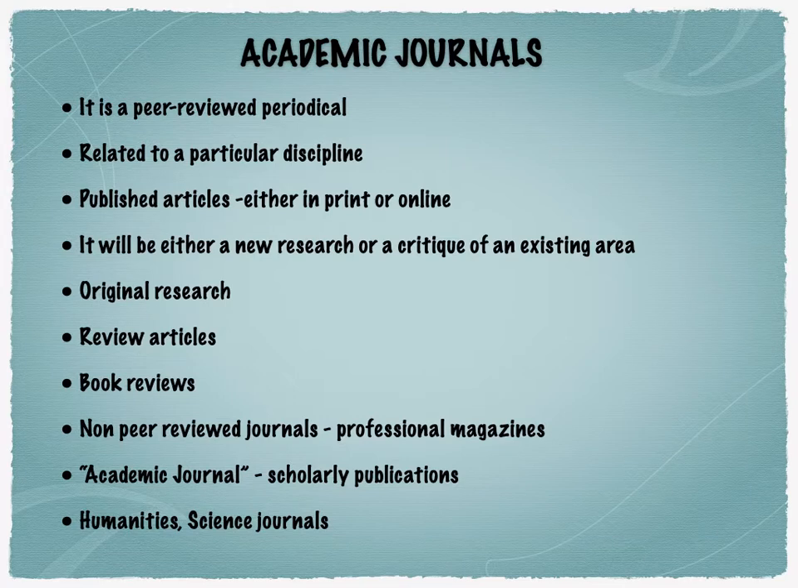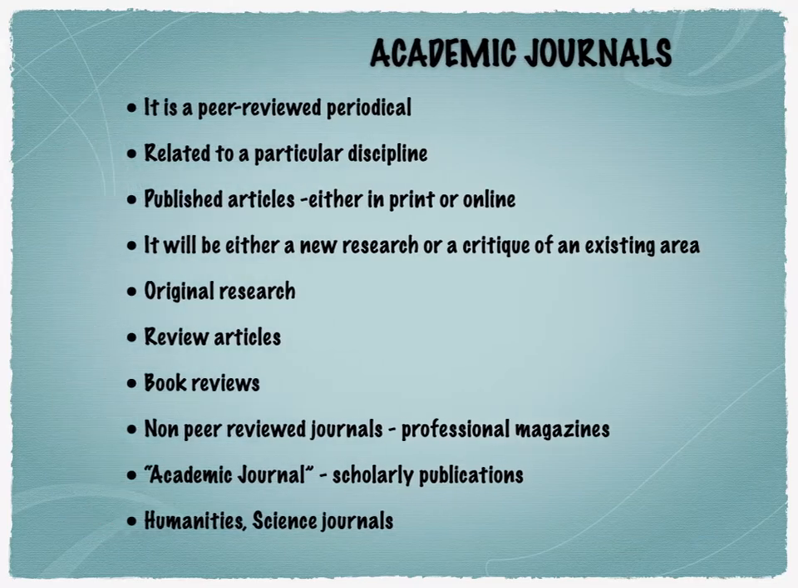So mostly with academic journals, we can say it would be scholarly publications. And as we have already discussed, it comes in different forms. There are humanities journals, science journals, again, journals which are particularly categorized for certain areas too.